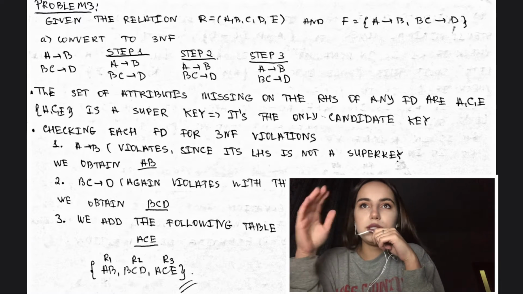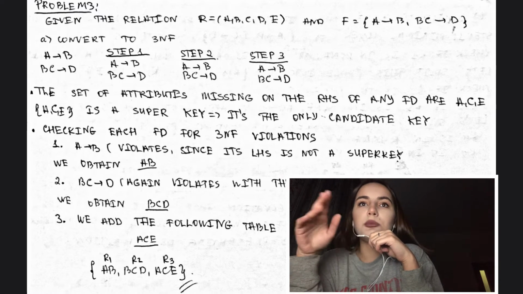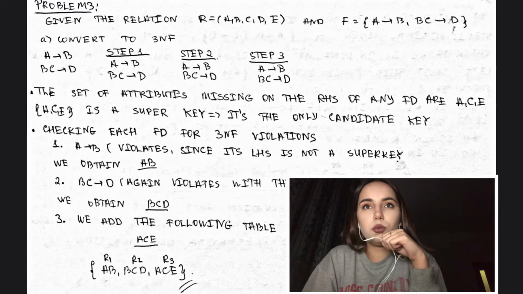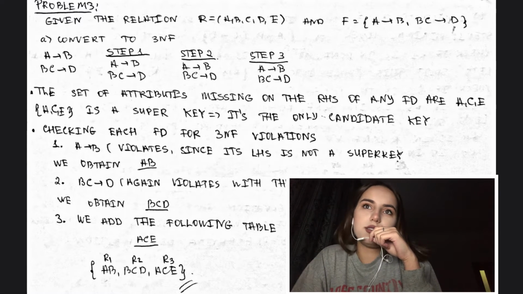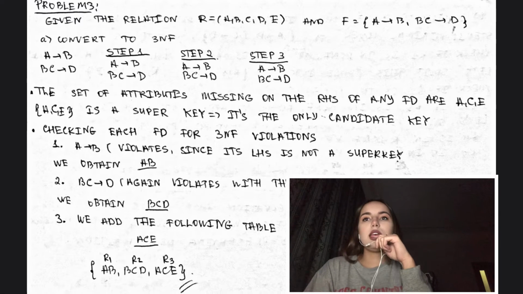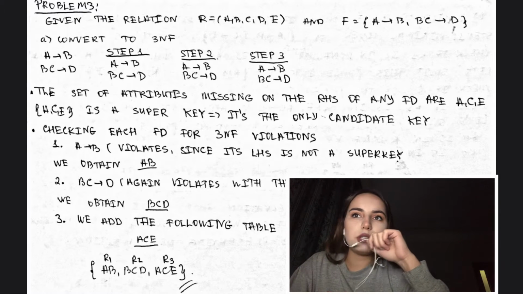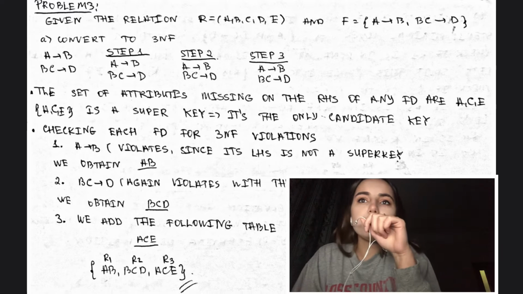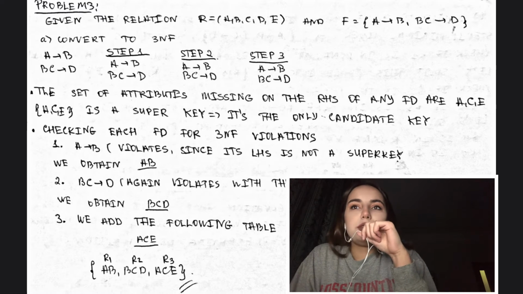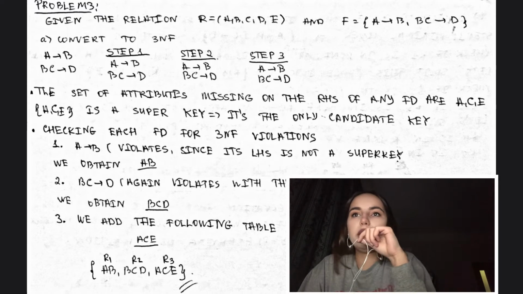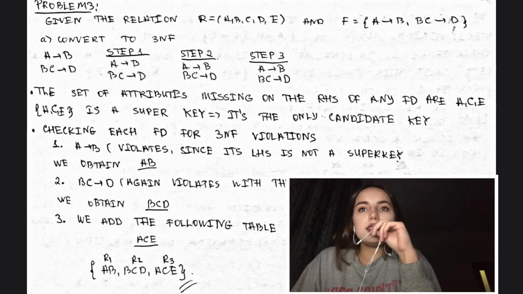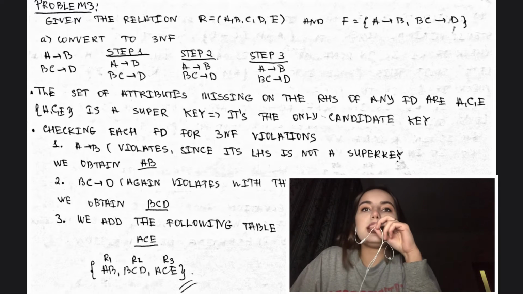Following the same steps for finding the minimal cover as in problem 1, we obtain the same functional dependencies because there are no changes to be made: A goes to B and BC goes to D. The set of attributes missing on the right-hand side of any functional dependencies are A, C, E, because on the right-hand side we only have B and D. So ACE is a superkey, and therefore it's the only candidate key.